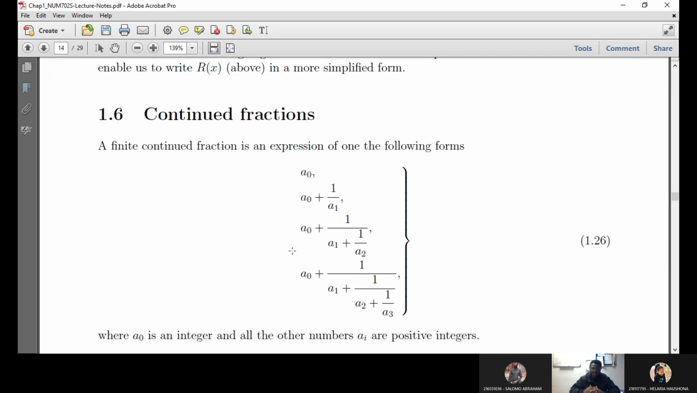But now, if you want to expand a fraction, let's say a fraction like 1/2, 1/2 is already in the continuous fraction form. Because for 1/2, since it's a fraction, your A0 will be 0.